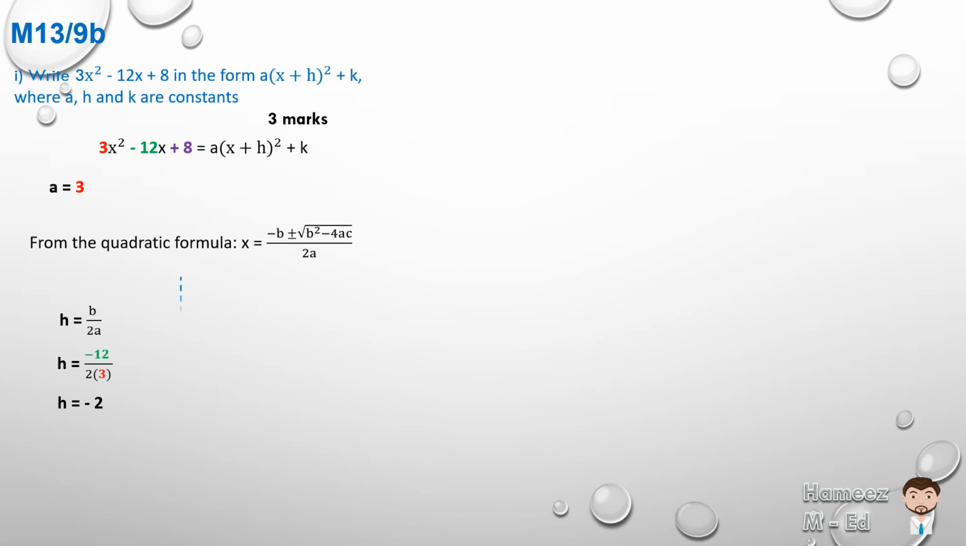And for k, let's look at the square root term, and let's reverse it. So we get 4ac minus b squared all over 4a. And as we substitute, we're going to get 4 times 3 times 8 minus, what's b? Minus 12 squared. 4 3s are 12, 12 8s are 96, minus 12 squared is 144. 96 minus 144 is minus 48 over 4 3s are 12. 12 into minus 48 is minus 4. As such, we can rewrite that equation 3x squared minus 12x plus 8 equal to 3, because that's a, by x minus 2, because h is minus 2, squared, minus 4, because that's k.